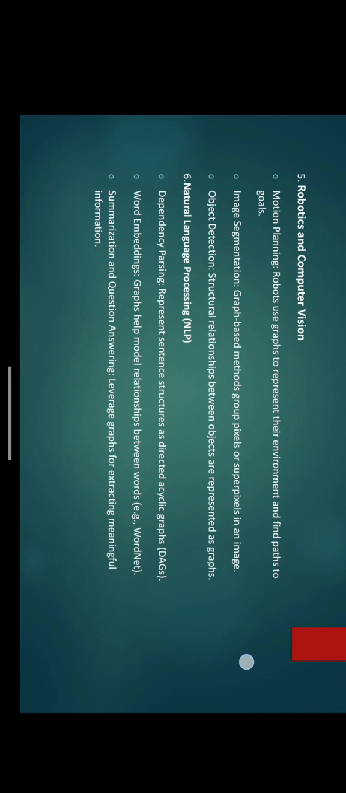Natural language processing (NLP). Dependency parsing represents sentence structures as directed acyclic graphs. Word embedding graphs help models learn relationships between words. Summarization and question answering leverage graphs for extracting meaningful information.